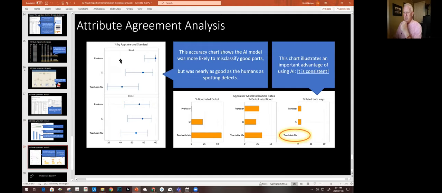Minitab also shows you percent appraiser by standard. For the good parts, I was really good at picking out the good ones. My daughter was okay, still good, about 80%. And the teachable machine was down around 40%. So it misjudged good parts more often than not, where it was much better at kicking out defective parts and had a good sense of what defects were like.